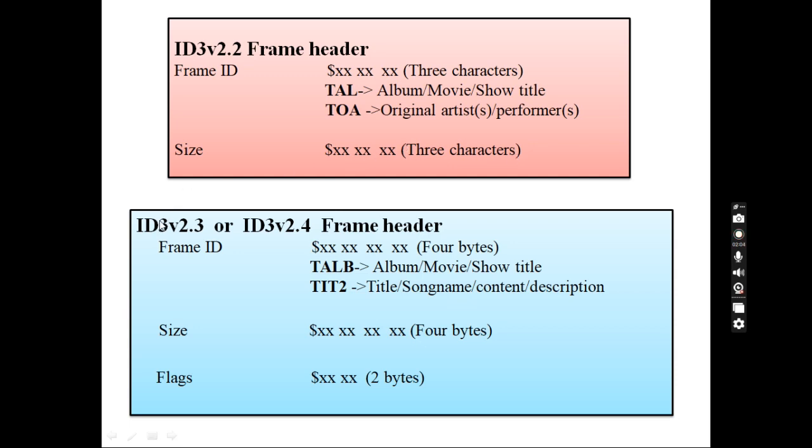Then next we have ID3 V2.2 or ID3 V2.4 frame header. In that we have 4 frame ID, so 4 bytes of memory will be allocated. This frame ID is the tag name. In that we have TALB. Whenever we see the tag TALB, in that tag we will be having album, movie, show title. And whenever we have the tag TIT2, in that tag we will be having title, song name, content and description. The size is again 4 bytes. Flags: for flags, 2 bytes of memory will be allocated.